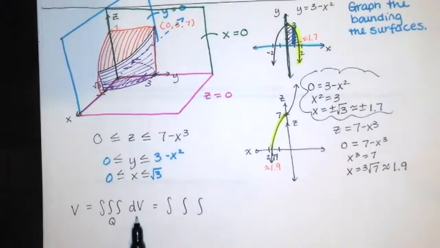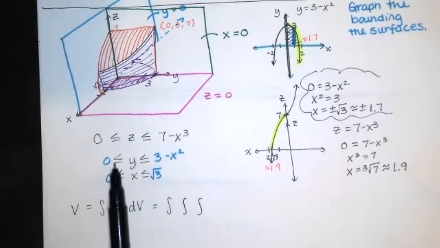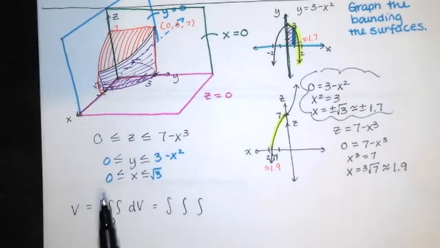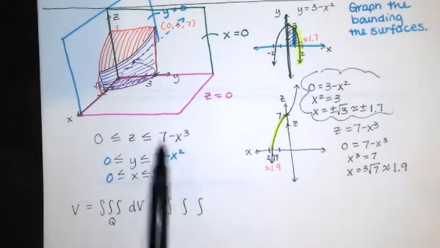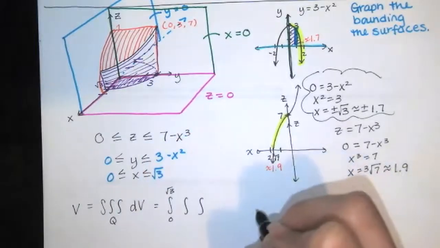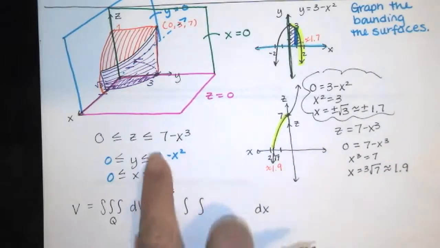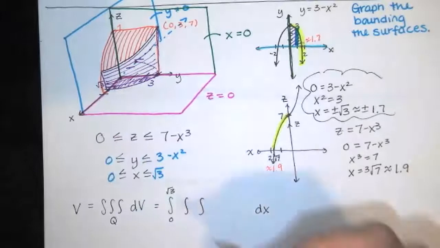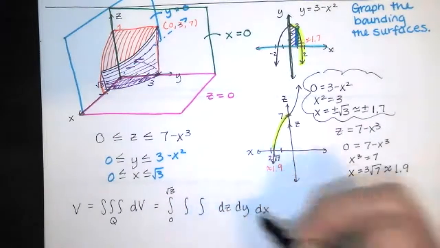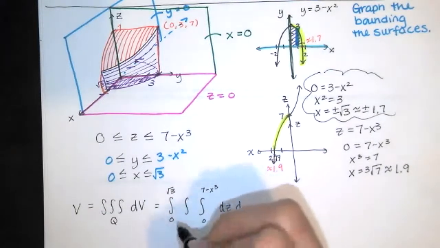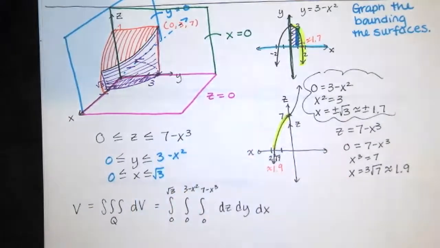And you can integrate with almost any order you want, but notice that y goes from a function of x to a function of x, and z goes from a function of x to a function of x. That just means we have to integrate with respect to y and z before we integrate with respect to x. So we'll integrate with respect to x last. Now the other two, the order doesn't really matter because this does not depend on z and these bounds do not depend on y. I'll just integrate with respect to z first and then y and then x. So z goes from 0 to 7 minus x cubed, then y goes from 0 to 3 minus x squared, and x goes from 0 to square root of 3.